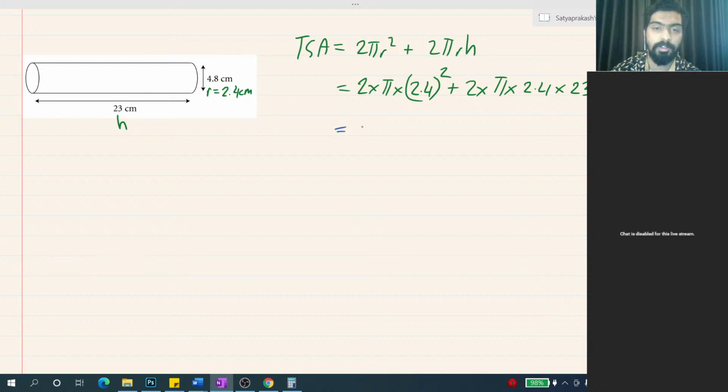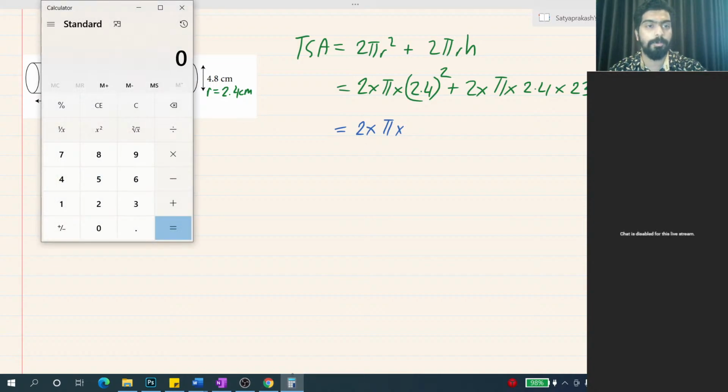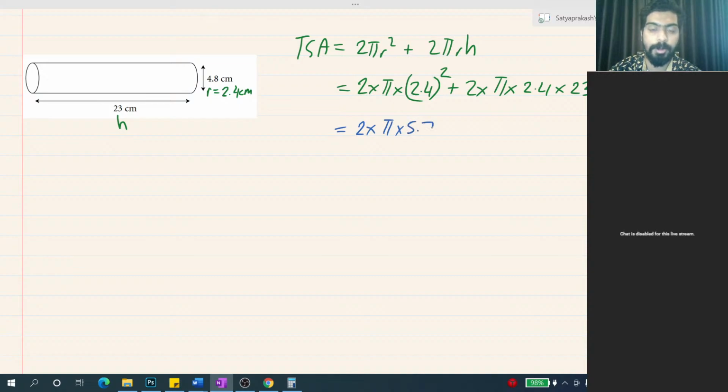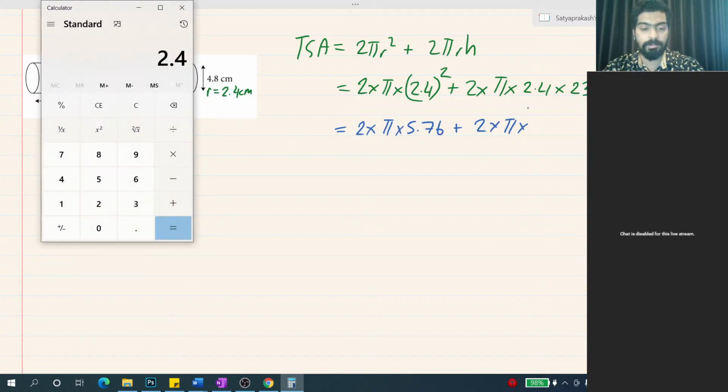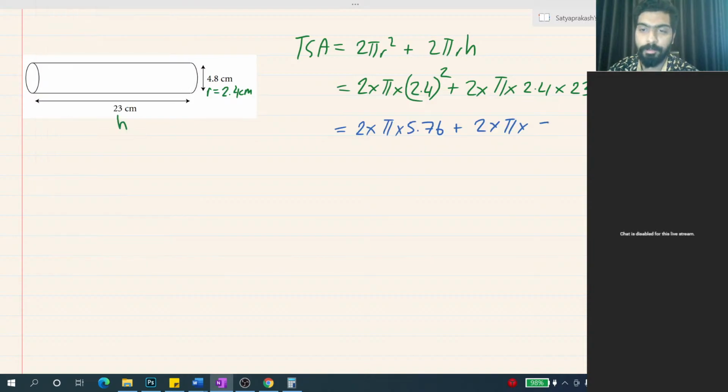Now let's write that down here. So we have 2 times pi times 2.4 times 2.4 should give us 5.76, plus 2 times pi times 2.4 times 23 should give us 55.2. Alright guys, 55.2. That is correct. The radius part, what do you have right there? 5.76. Yeah, that is correct.